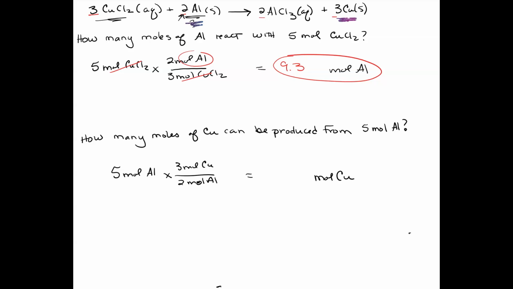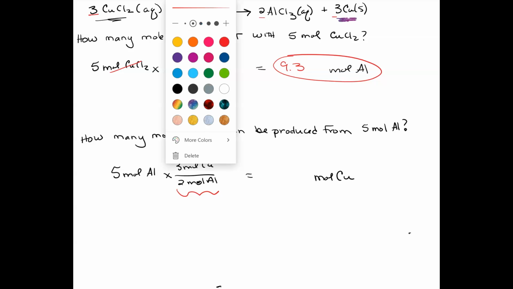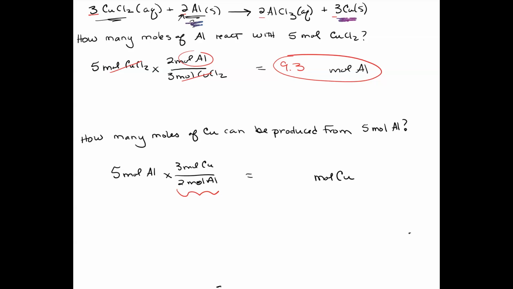What this stoichiometric ratio is saying is that for every 2 moles of aluminum that is reacted, 3 moles of copper are produced. And so in this case, I wind up with 15 moles divided by 2, or 7.5 moles of copper.